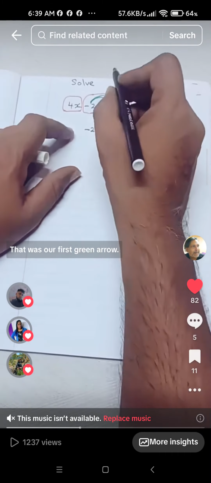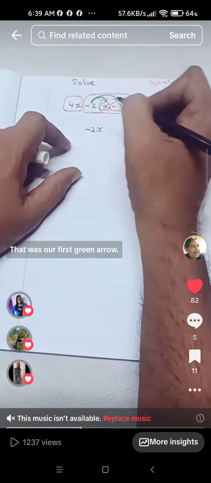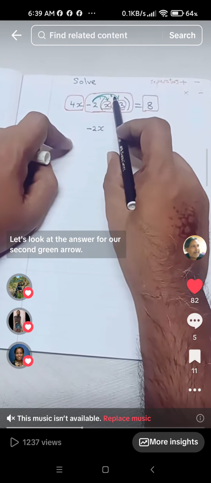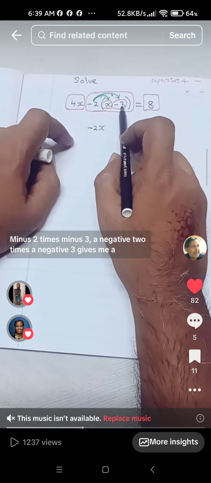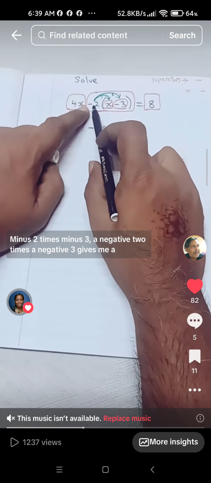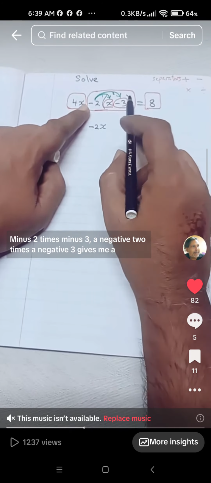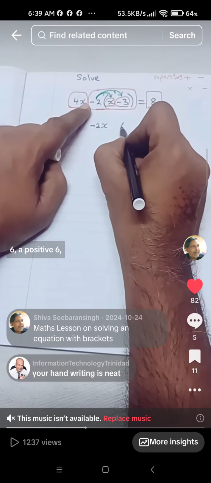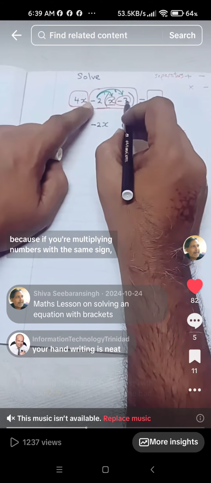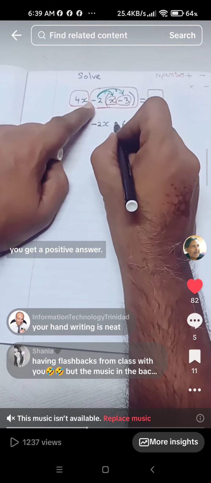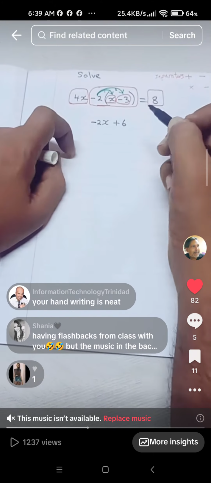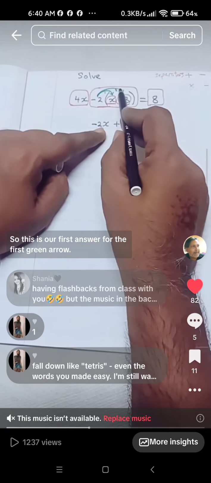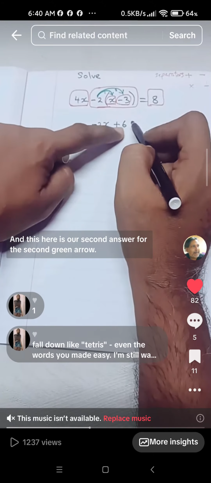Next, that was our first green arrow. We have a second green arrow. Let's look at the answer for our second green arrow. Minus 2 times minus 3. A negative 2 times a negative 3 gives me a 6. A positive 6, because if you're multiplying numbers with the same sign, you get a positive answer. So this is our first answer for the first green arrow, and this here is our second answer for the second green arrow.